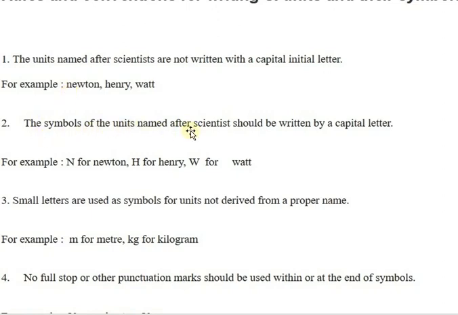The symbol of a unit named after a scientist should be written with a capital letter. When you cannot write the full spelling, you simply write the first letter, and then it is capital. For example, N for newton, H for henry, W for watt. Small letters are used as symbols for units not derived from a proper name. If there is no proper name of a scientist, then the first letter must be small: small m for meter, small kg for kilogram.